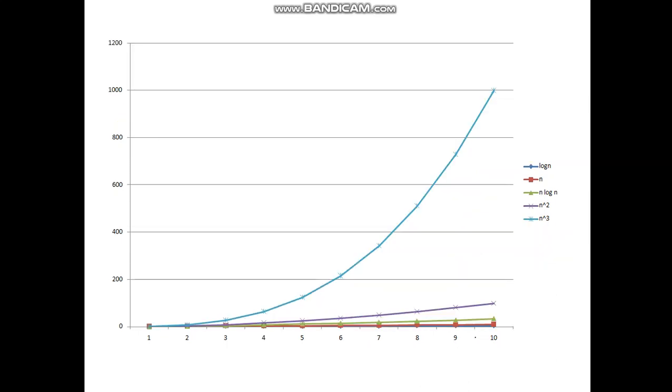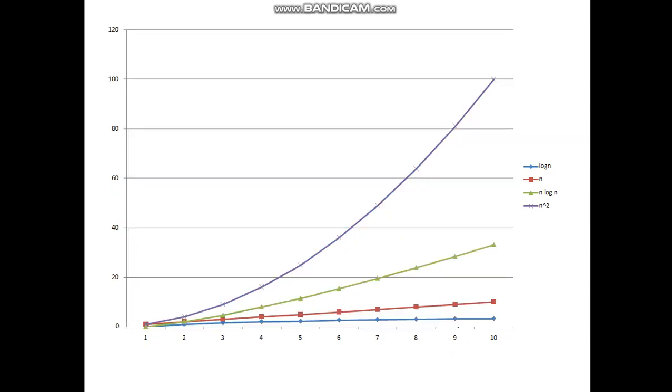Now I have removed 2 raised to n from here, and this is n cube. Now the fastest growing function is n cube, and all other functions are here. The growth of the remaining functions is very slow, but the growth of n square is going to be very much faster than n log n, and the growth of n log n is going to be faster than n. So let us delete the function n cube from this and see the behavior of n square.